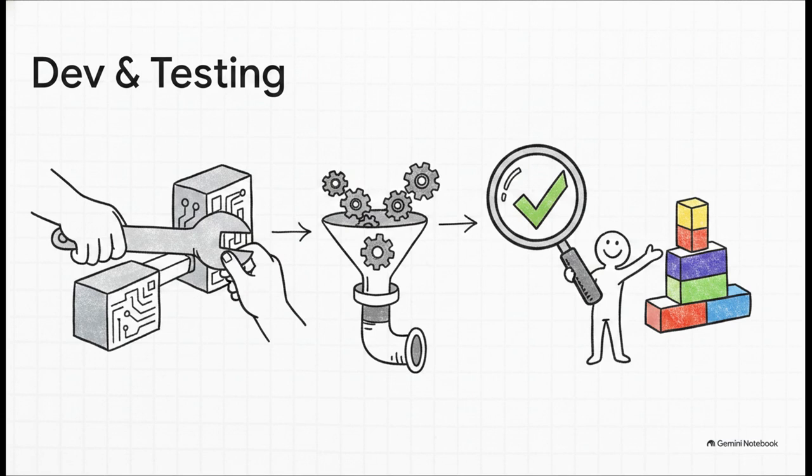Then we hit development and testing. Here, developers are actually building those connectors and APIs, ideally as modular, reusable pieces. They're using continuous integration, or CI, meaning code from different devs is merged and tested constantly to catch conflicts early.